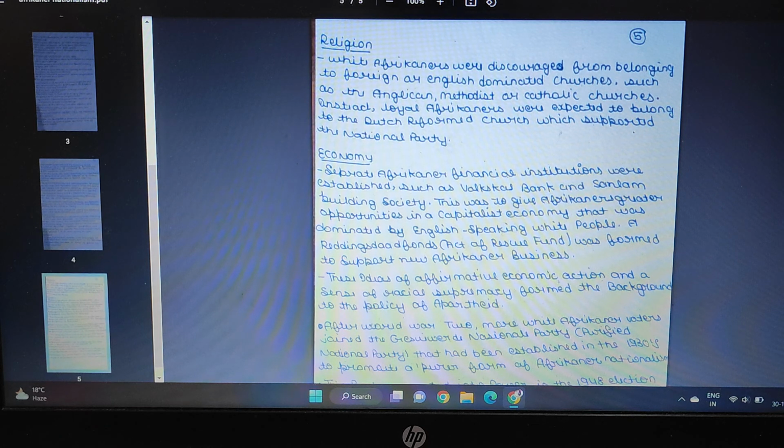Now there was a government in power dedicated to breaking ties with Britain, advancing the economic and political power of white Afrikaners through affirmative action, and introducing a strict system of segregation designed to preserve and extend white domination. So this was the rise of Afrikaner nationalism and the important points related to it.